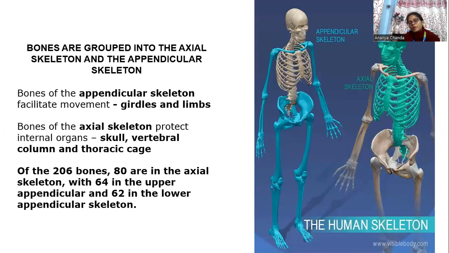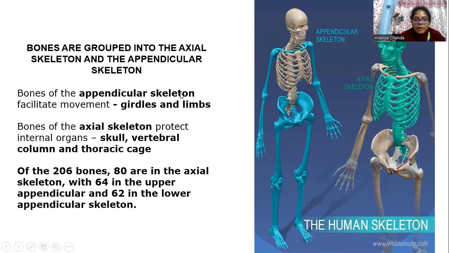So the skeletal system is divided into two main divisions, that is the appendicular skeleton and the axial skeleton. So this is the axial skeleton. Axial skeleton is the upper region of the skeleton system. And appendicular skeleton comprises of what? The upper limb and the lower limb portion of the bone.